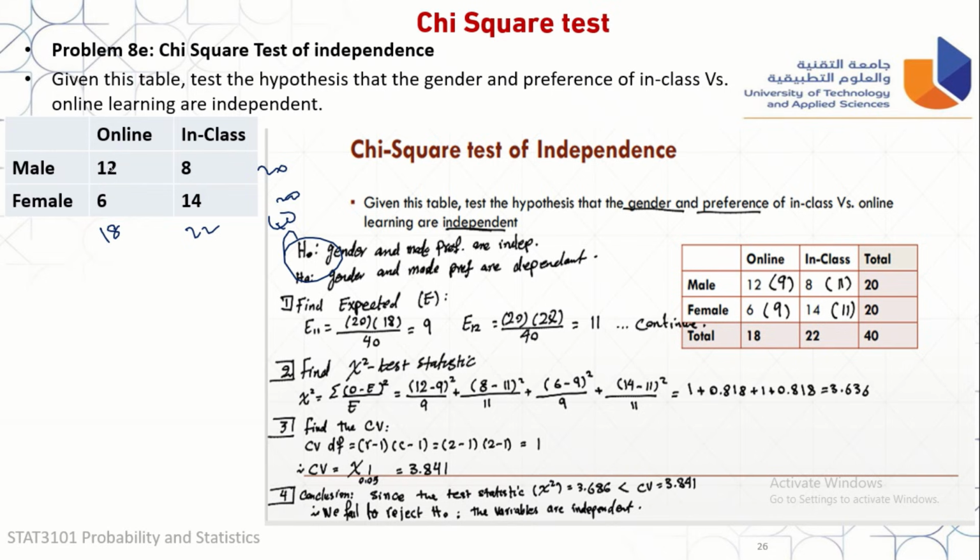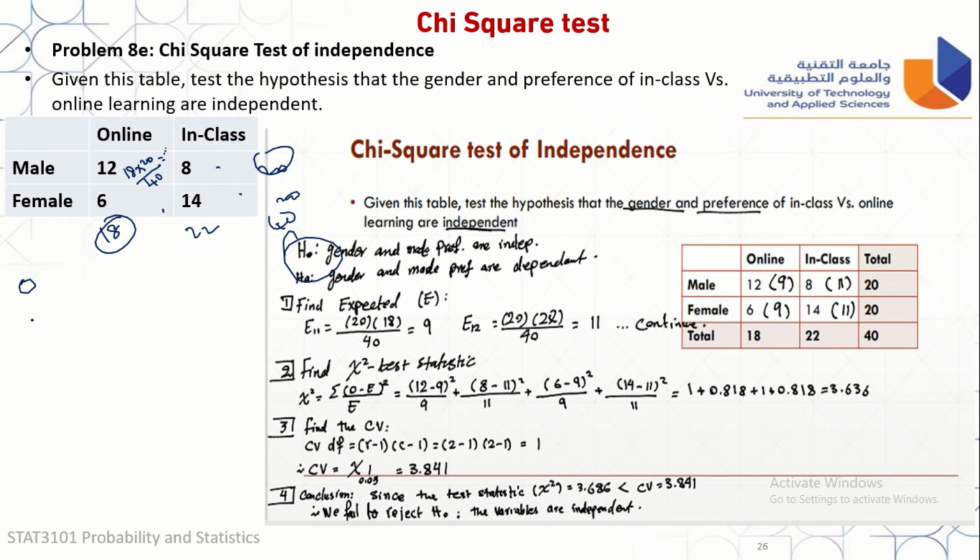Calculate the total for the first one. I am calculating the expected one now. What is this? 18 into 20, this 18, this 20, divided by 40. Calculate and write this answer. Like this, do it for all the remaining, or subtract from the total to get your remaining answers. So what are you getting now?